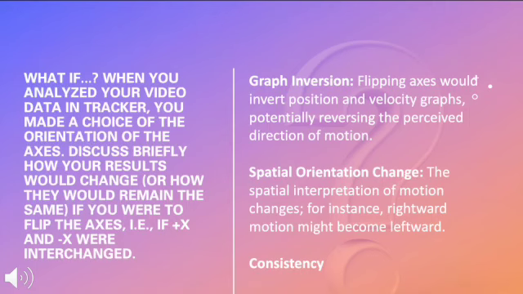If we changed or flipped the axes, first of all, flipping an axis would invert position and velocity graphs, potentially reversing the perceived direction of motion. And if we do a spatial orientation change, the spatial interpretation of motion changes. For instance, if we go right, it is now left, and the consistencies in our graph would not be equal. It would flip, and the graph would be pointing in different directions.